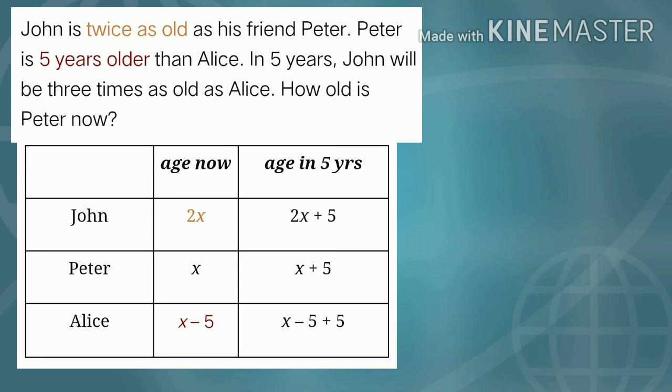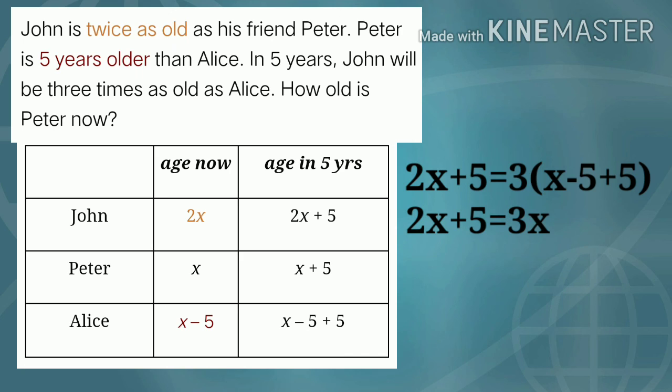In 5 years, John will be 3 times as old as Alice. Now, the age of John after 5 years, that is 2x plus 5, is equal to 3 times the age of Alice after 5 years, that is x minus 5 plus 5. So, negative 5 and positive 5 equals 0. So, we distribute 3 to x only. So, it became 3 times x is 3x.